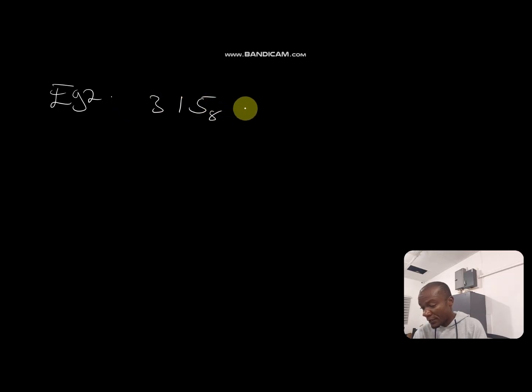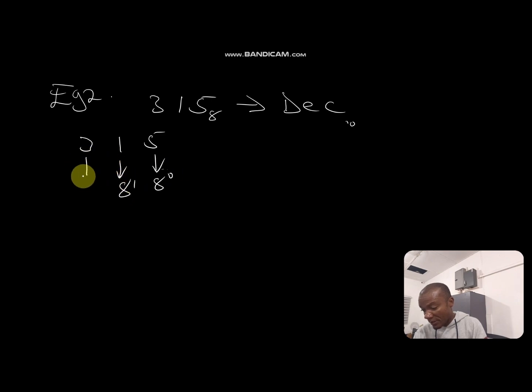So let's try the second example. So example 2, I have 315 base 8, and we are to change this to decimal or base 10. Okay, so 3, 1, 5. I multiply this by the base 8 raised to the power 0, multiply this by the base 8 raised to the power 1, multiply this by the base 8 raised to the power 2.